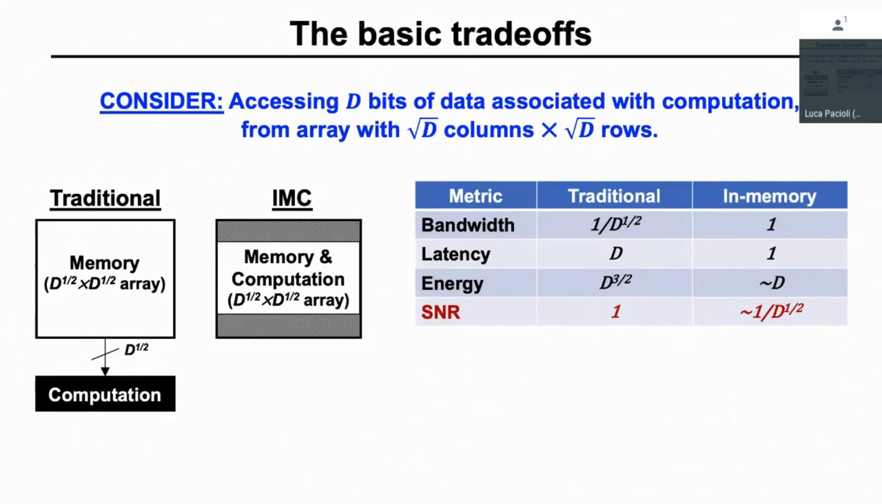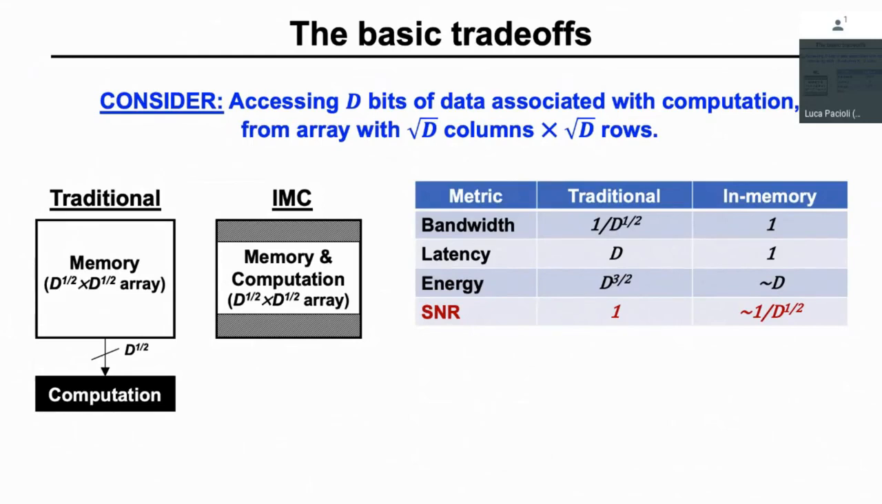Okay, so what happens here is let's look at bandwidth. If I want to access all of this data in traditional SRAM accessing or memory accessing, I do it row by row. So in fact, the bandwidth that I have scales as 1 over square root d. Over here, on the other hand, I access all of those rows at once. So to first order, this doesn't scale.